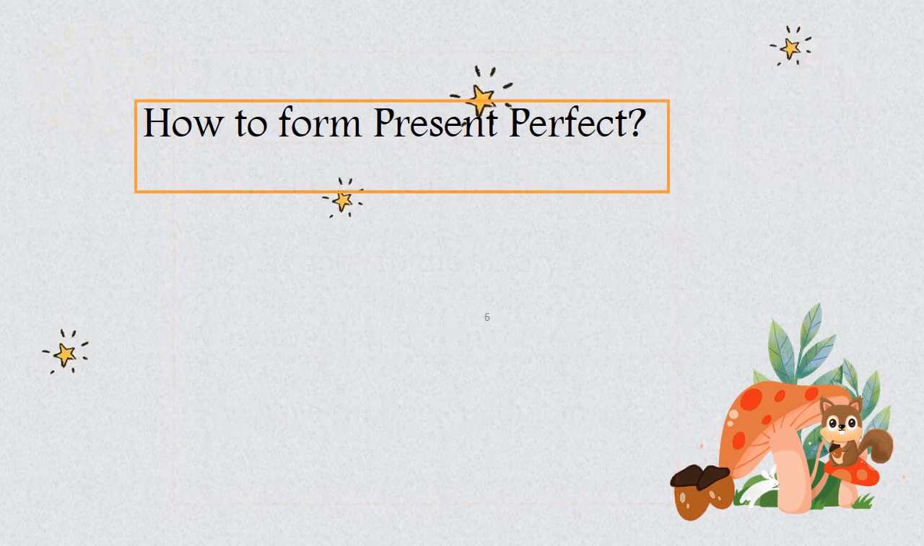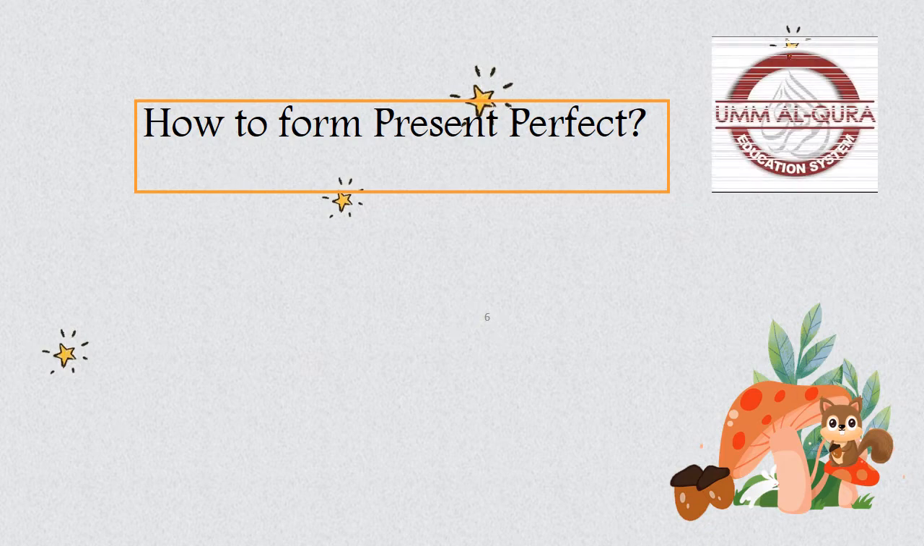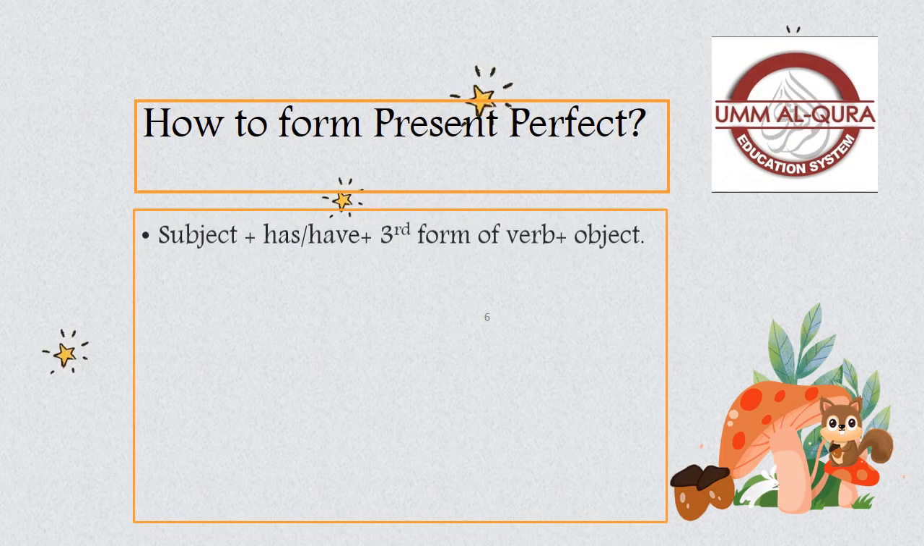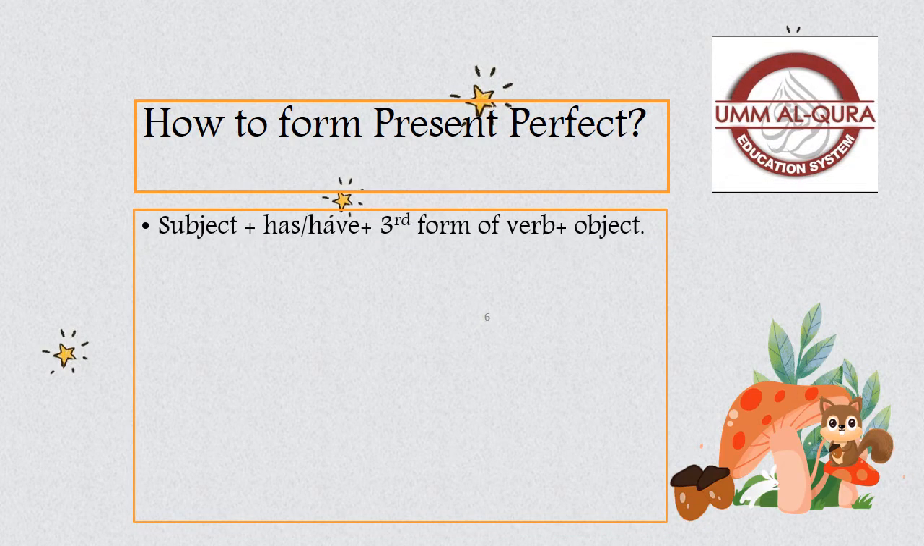How to form present perfect tense? First of all, we are going to discuss here affirmative sentences or simple sentences. I have told you that when you are making affirmative sentences, first will come subject, after that will come has, have, then third form of verb for perfect tense, and in the last will be object. Subject is necessary, after that helping verb, then form of verb, and in the last is object.